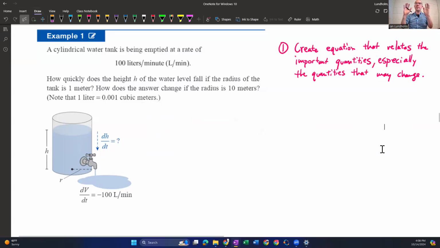But the first thing is to create an equation that relates the important quantities. In this case, it looks like we've got a cylinder and we're interested in finding how fast the height of water in the cylinder is changing. And we have information about, let's just real briefly label these. This is a rate of change of volume.